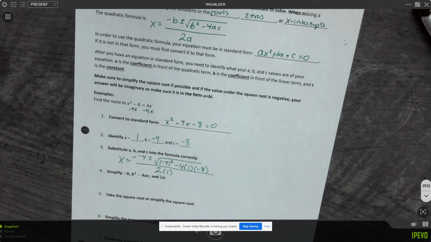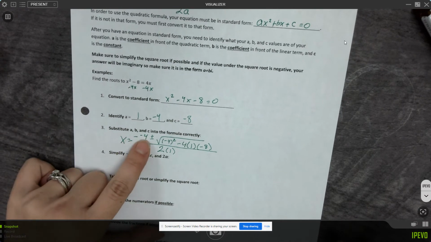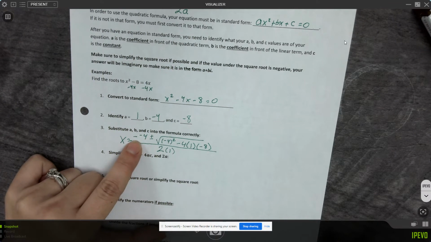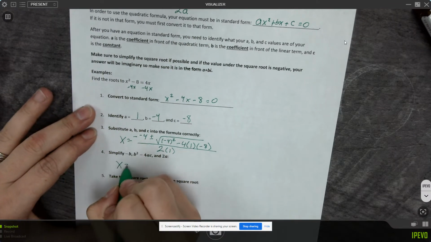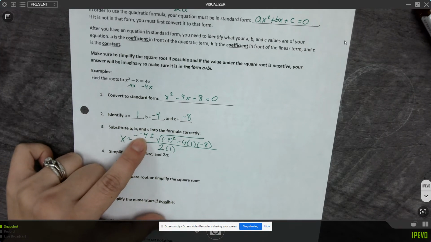Now you're going to start simplifying some things. If you haven't already done so, simplify the fact that this says negative, negative 4. Two negatives make a positive. Some of you, when you wrote this step down, maybe already did that, and that's fine.